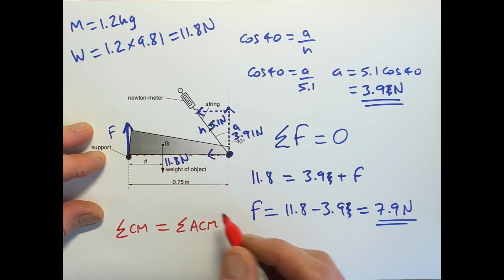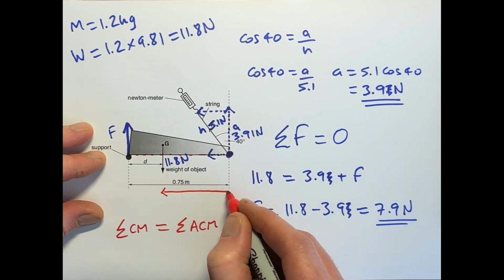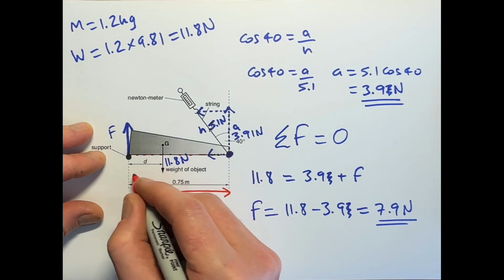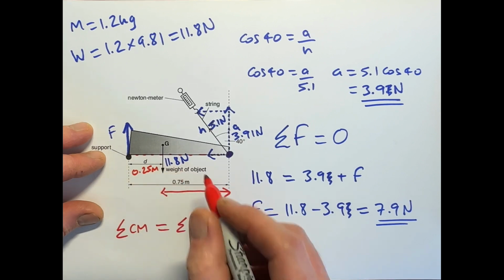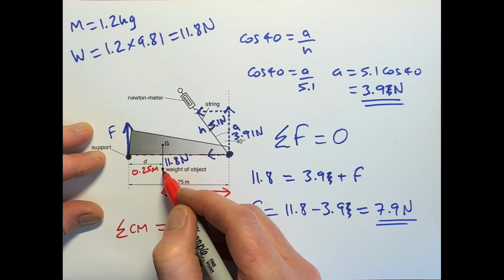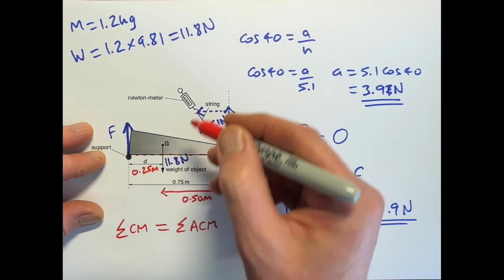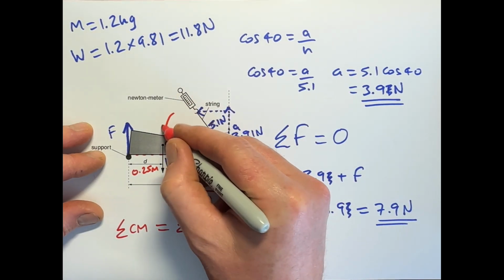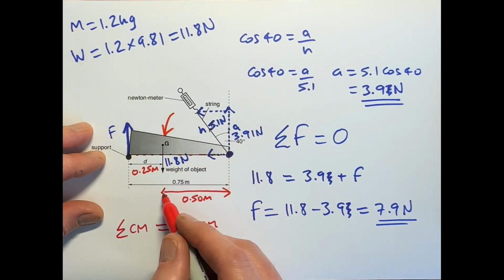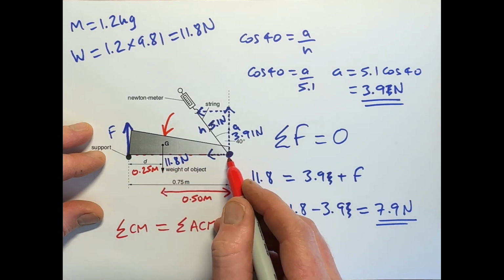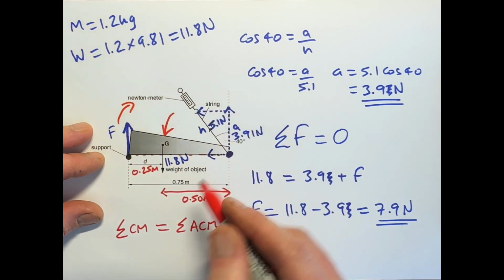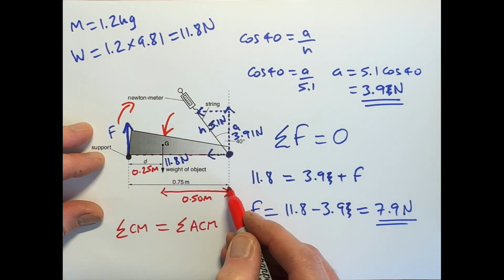This force here is acting at a distance from here. We already worked out in a previous video that this distance D is 0.25 meters. So therefore this distance here is 0.5 meters. So this weight, if this is our pivot point, is providing an anti-clockwise moment at 0.5 meters from the pivot point. That's the perpendicular distance of this weight from the pivot point. Clockwise, we've got this force providing a clockwise moment, and it is acting at 0.75 meters from the pivot point.